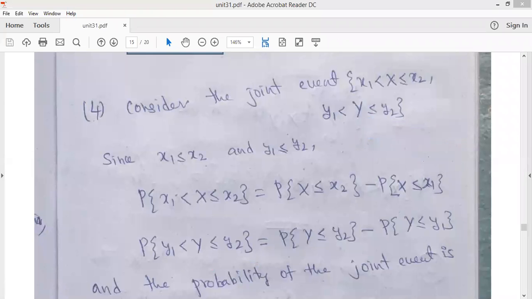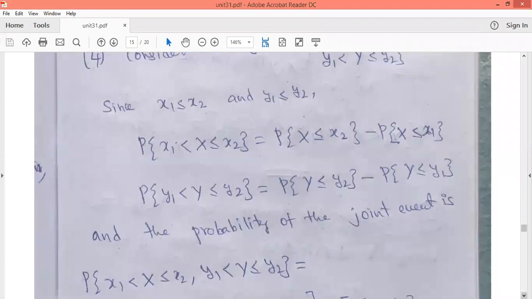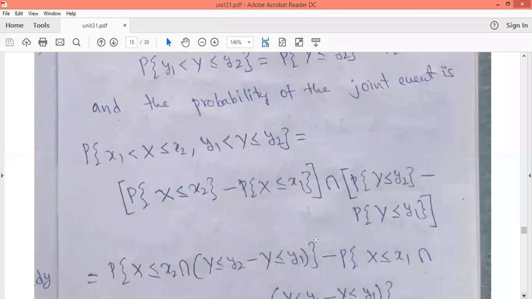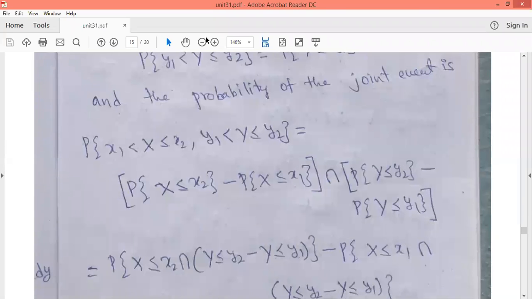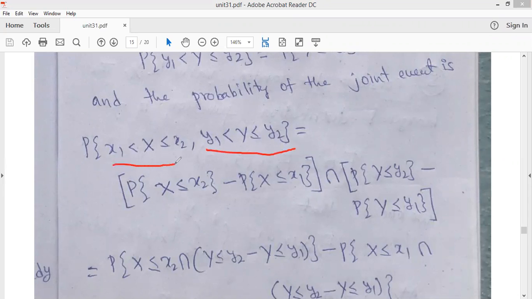Now what are we interested in? We are interested in the probability of the joint event. What is the joint event here? The joint event is both x and y. The x range is between x1 and x2. The y range is between y1 and y2. Just now we discussed that joint probability means the intersection of these two. Yes or no? The probability of occurring this, intersection, probability of occurring this.